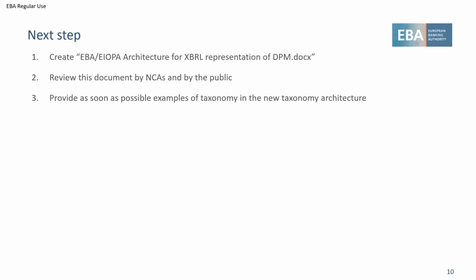Next step, we are creating the EBA EIOPA architecture for XBRL presentation of the DPM document. Now it is between me and Bartosz from EIOPA, and it will be finished soon. Then it will be reviewed by the NCAs and by the public in order to help the public better understand the architecture. We are also trying to provide examples of taxonomies under this taxonomy architecture. I hope that it can be out this summer. So you will also be able to consult the taxonomies with this new taxonomy architecture soon.